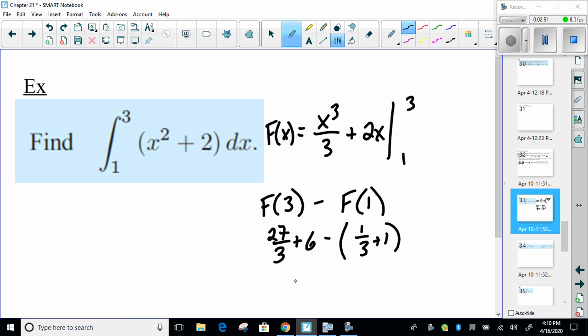So when I go through, 9 plus 6 is 15, minus, oh, that's a plus 2, sorry. Minus 2 and 1/3, which ends up giving me 12 and 2/3. Again, we end up with a number because we are finding the area with restrictions, instead of just finding the antiderivative, instead of just finding the equation.